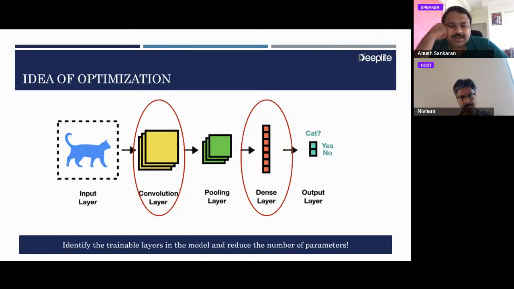So the idea of optimization is that given a deep learning model, we need to identify these trainable layers in the model, and after we have identified the trainable layers like a convolution layer and a dense layer, we try to reduce the number of parameters in this layer using some technique such that the model becomes smaller but the accuracy is the same. Okay, so this is the very basic one-liner idea of what optimization performs.